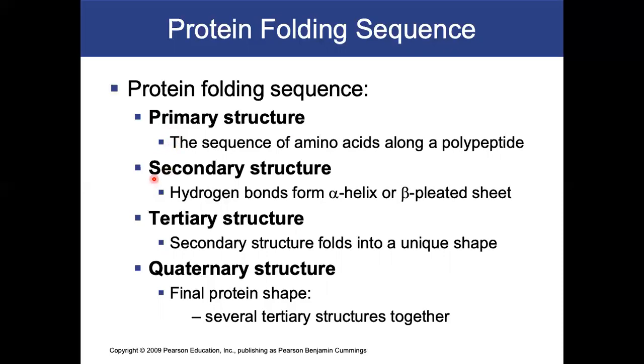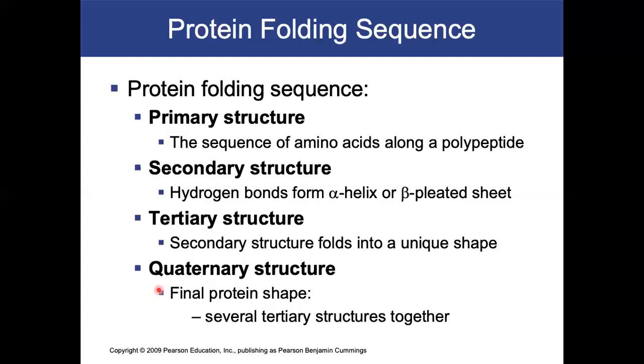The secondary structure results from hydrogen bonds interacting with one another of those amino acids. So they're going to form alpha helix or beta pleated sheets. I'll show you guys these in a second. Tertiary structure, think of 3. It's going to be a unique shape. It's not functional yet in this step. And then quaternary structure would be a final protein shape, and this is going to be functional.